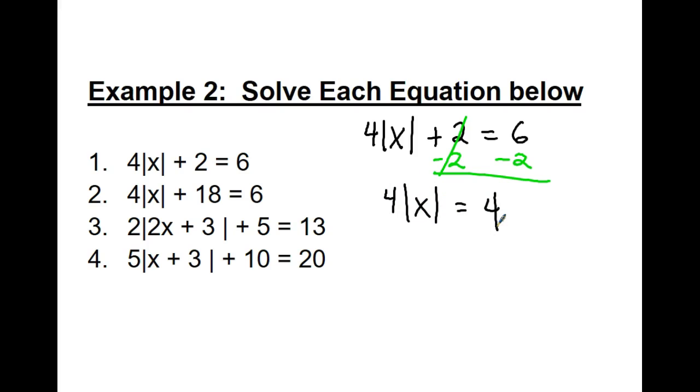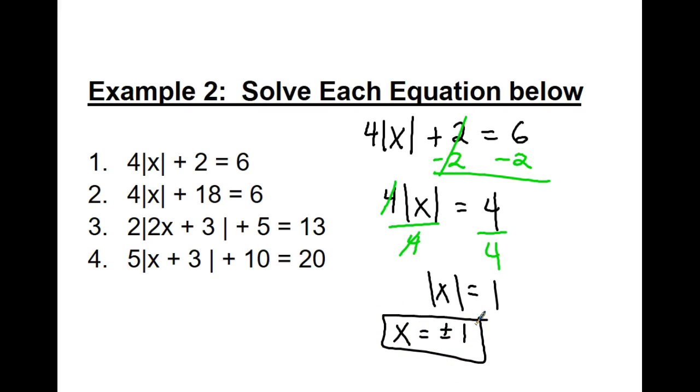How would you get rid of the 4? You would divide it. Once you've gotten rid of the numbers that are outside of the absolute value bars, then it's just like the problems we had on the last slide. So what's my answer here?